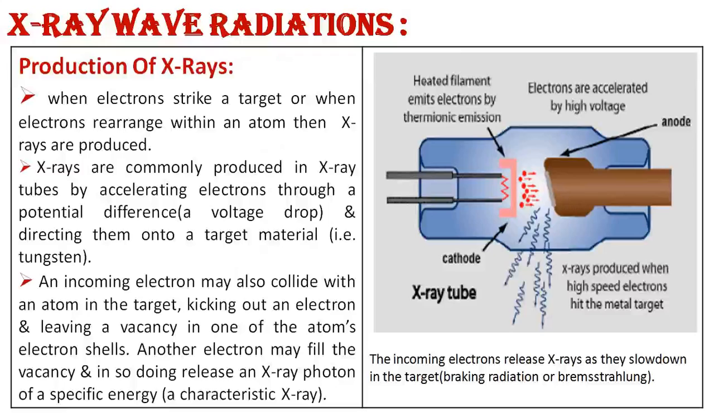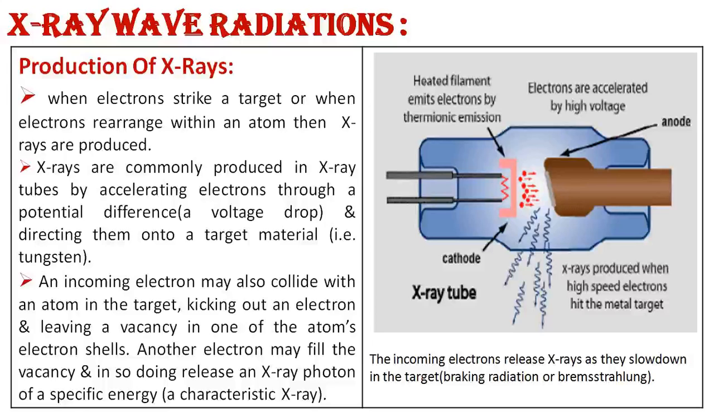The next concept is the production of X-rays. See the diagram of an X-ray generator using a cathode and anode. The incoming electrons release X-rays as they slow down in the target, called braking radiation. When electrons strike a target and rearrange with an atom, X-rays are produced. X-rays are commonly produced in X-ray tubes by accelerating electrons through a potential difference and directing them onto a target material, that is tungsten.